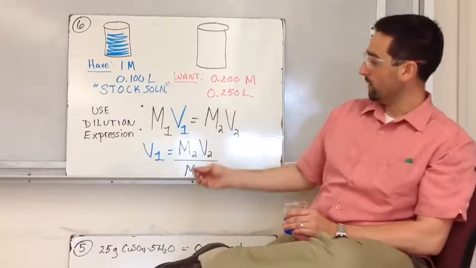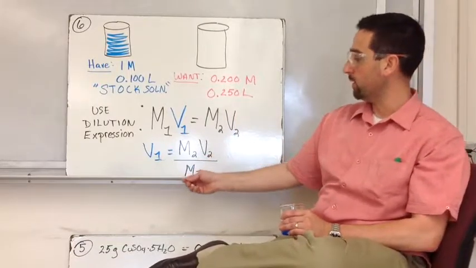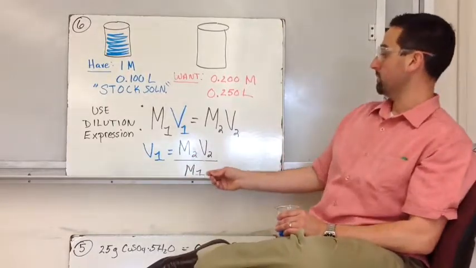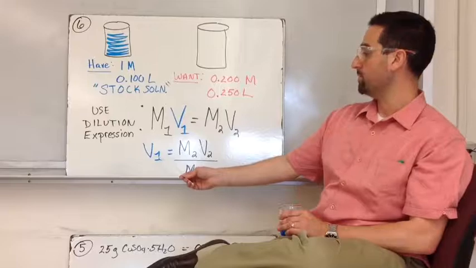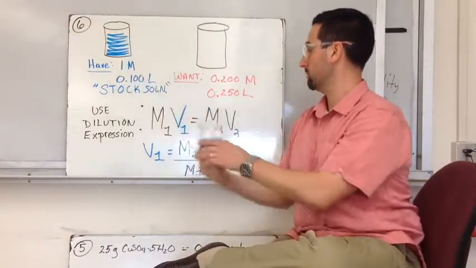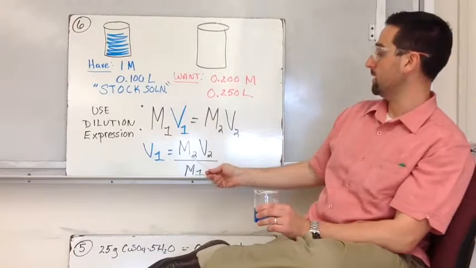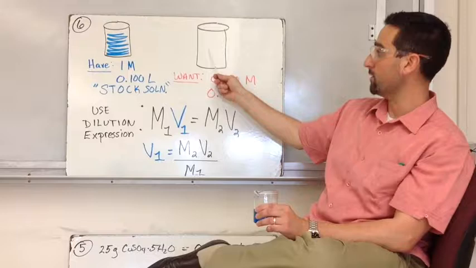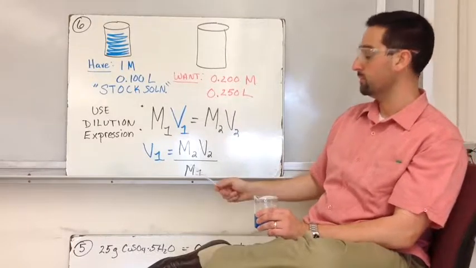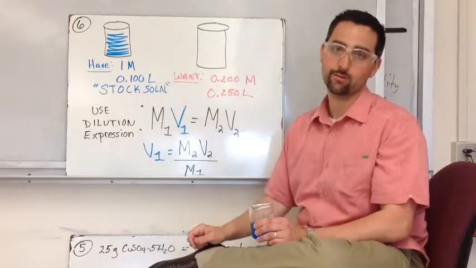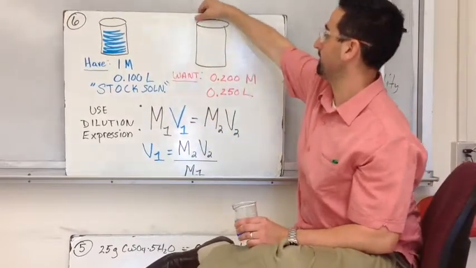Okay. So in blue marker here, I wrote V1 in blue because that's our unknown. So our new expression is the volume that we need to pour from my stock solution is going to be equal to M2V2, molarity and volume of my desired solution, divided by the molarity of my stock solution. So let's see this setup.